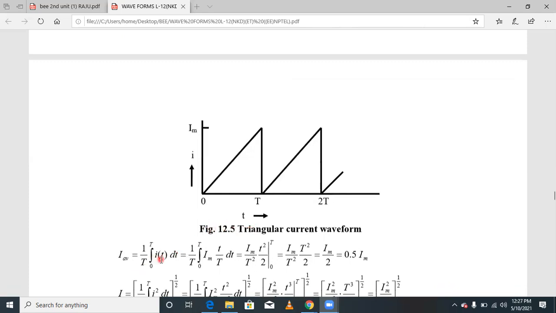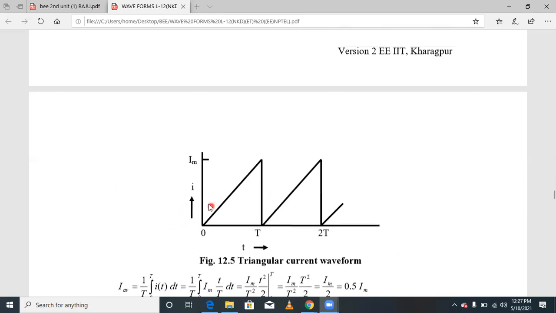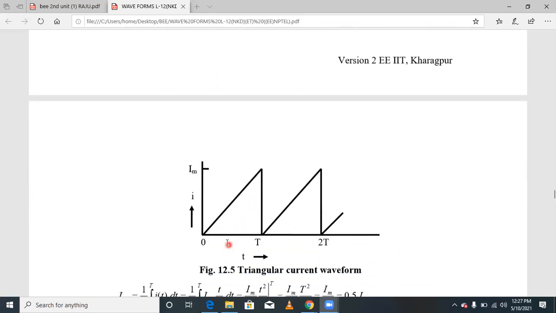And then, what is the average value? How do we calculate it? The formula is 1 by T integral 0 to T of i(t) dt. This is the formula for the average. So 1 by T stays as it is, 0 to T are the limits, and i(t) is nothing but Im into t by T.